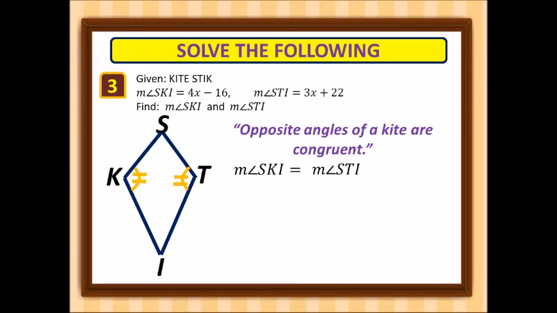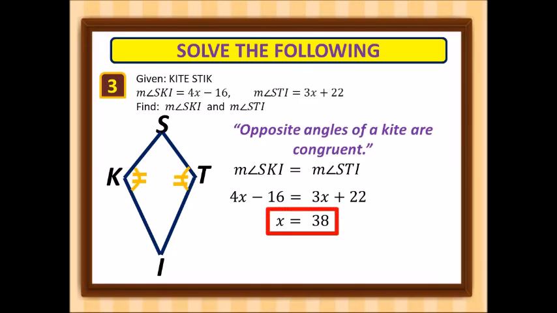The measure of angle SKI is equal to 4x minus 16, and STI is equal to 3x plus 22. Now, let's combine like terms. 4x minus 3x, that is x. 22 plus 16, that is 38. So therefore, our x is equal to 38.